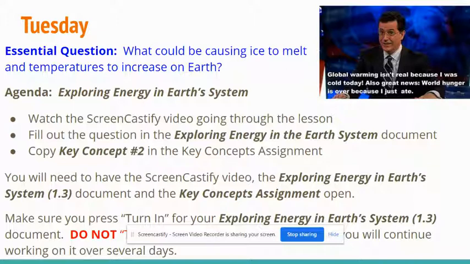And today's agenda is we're going to watch the Screencastify video that you're watching right now. We're going to go through the lesson together. You're going to fill out the questions in the Exploring Energy in the Earth System document. You're going to copy key concept number 2 in the key concepts assignment. So this is giving you a list of what you need to do.